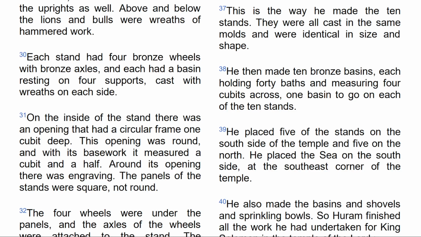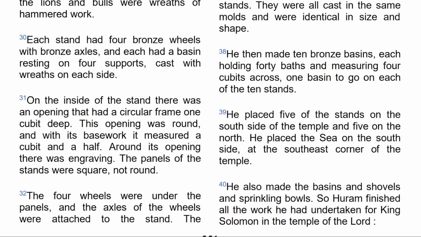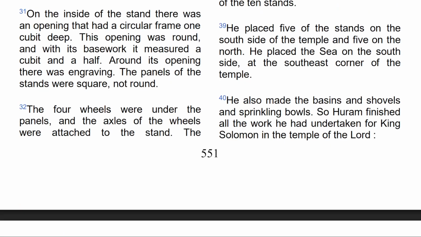He then made 10 bronze basins, each holding 40 baths and measuring 4 cubits across, 1 basin to go on each of the 10 stands. He placed 5 of the stands on the south side of the temple, and 5 on the north. He placed the sea on the south side, at the southeast corner of the temple. He also made the basins and shovels and sprinkling bowls.